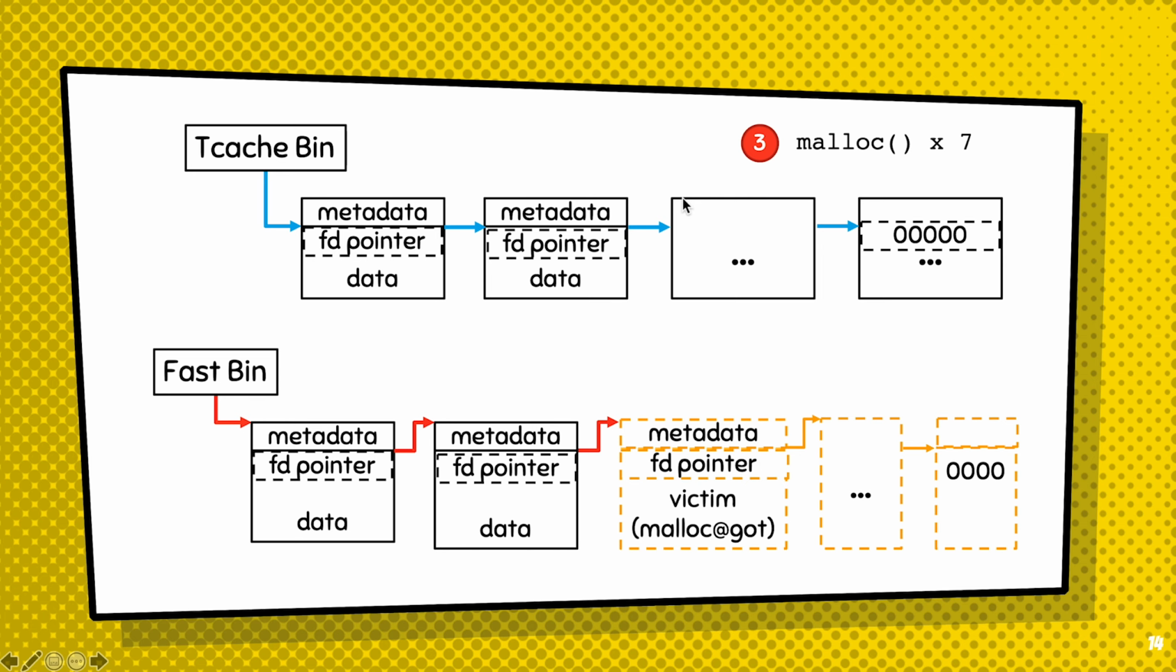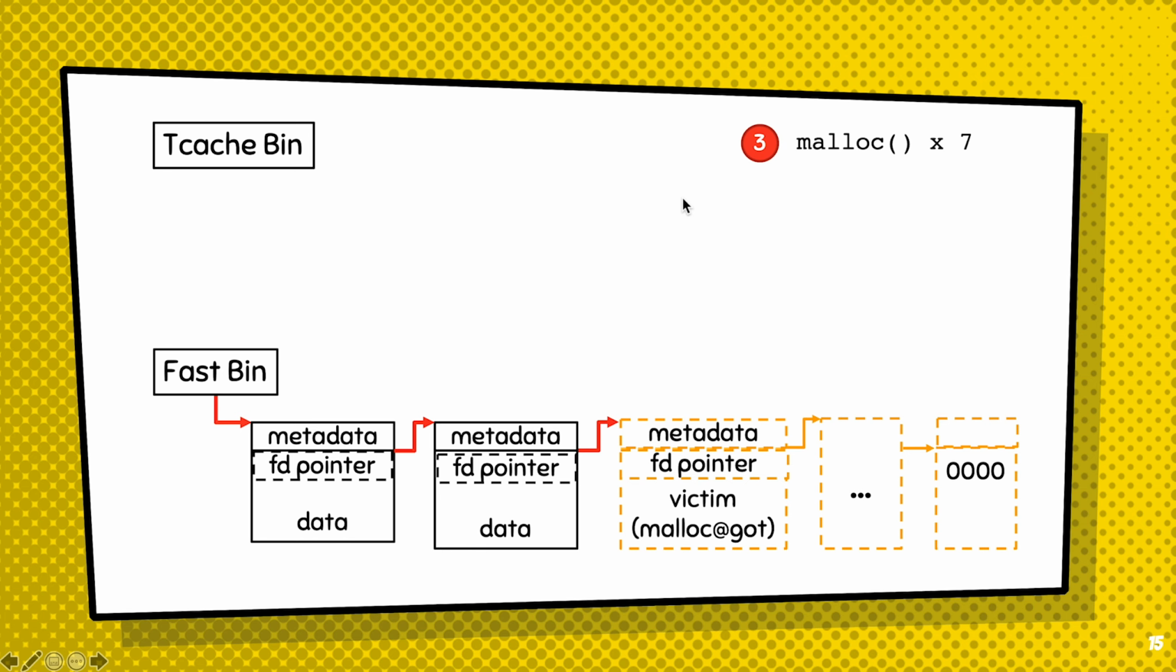After you link the fake chunk, the first thing to do is to empty the Tcache bin. In order to do that, you use malloc, because every time malloc is called, it will first check if there is any chunk available from the Tcache bin. You may want to call malloc multiple times until the Tcache bin is empty. If there are 7 chunks in the Tcache bin, then you do that 7 times.